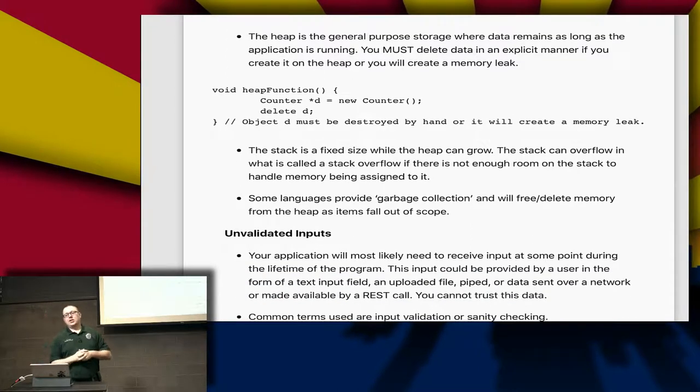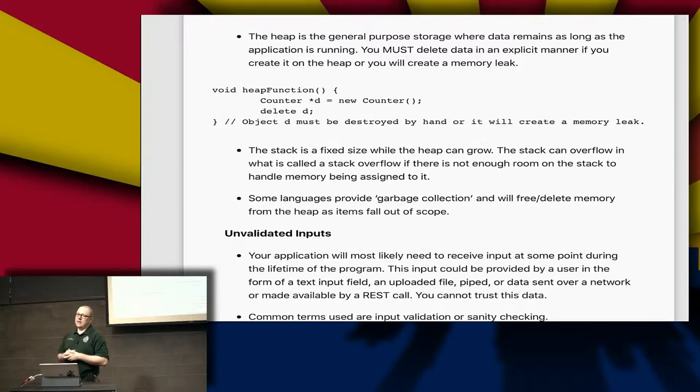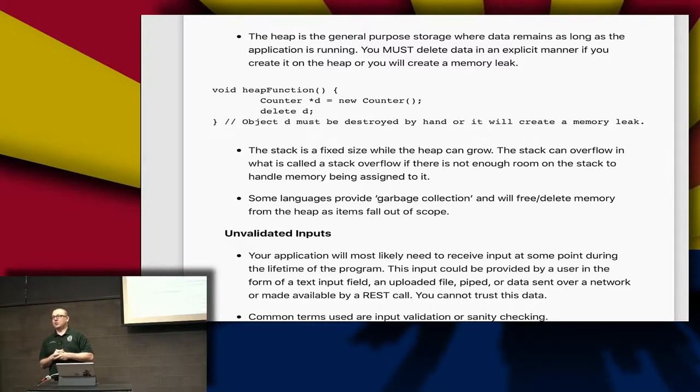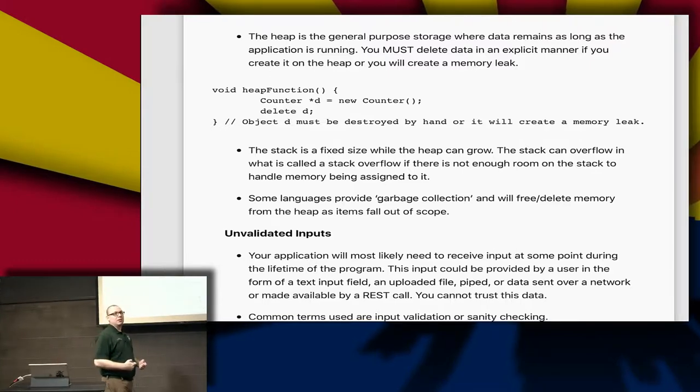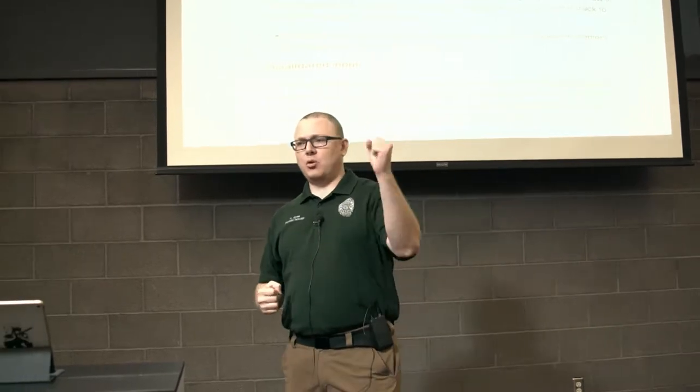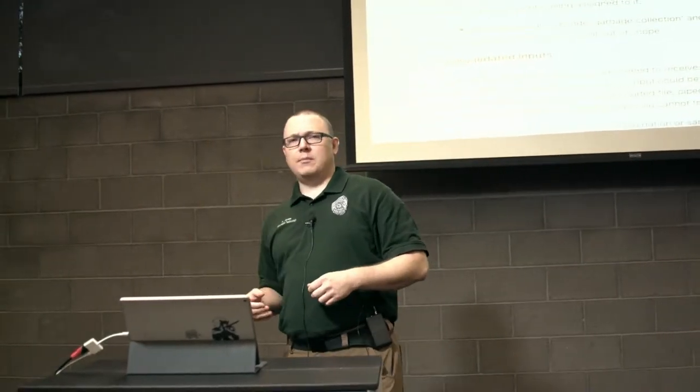The heap is the general purpose storage where data remains as long as the application is running. As we add things to the heap, they potentially will stay there unless we destroy them. Now, there are things like garbage collection. Has everybody heard the term garbage collection? That was a real big deal with Java, right? Java had a garbage collection system. So if you're writing code in Java, that garbage collection system would go into the heap and get rid of things. As you created them, you didn't have to worry about destroying them by hand.